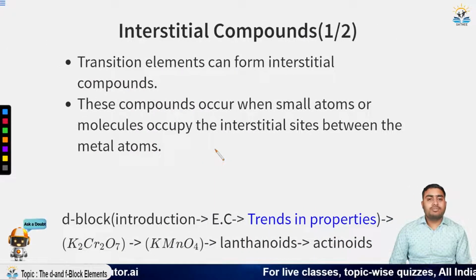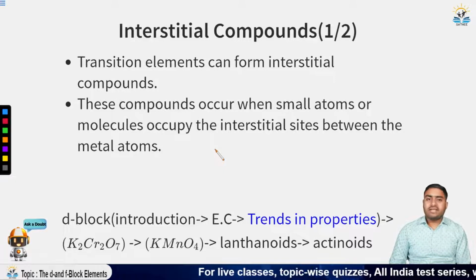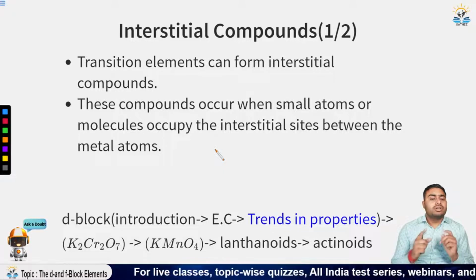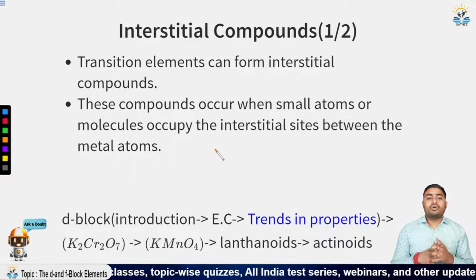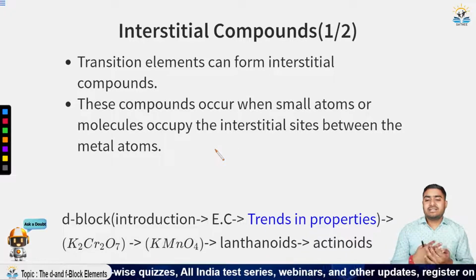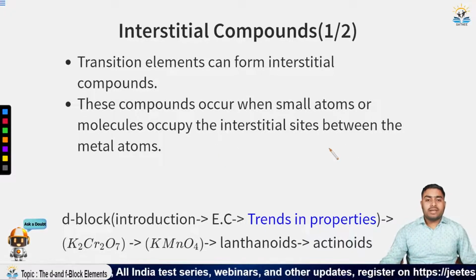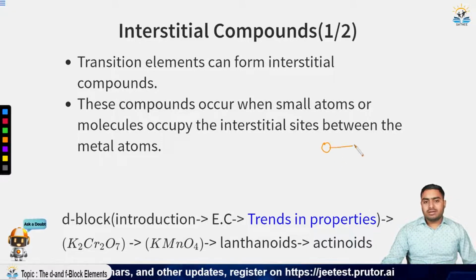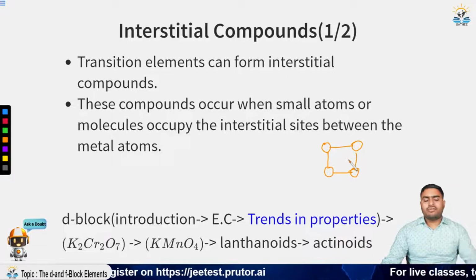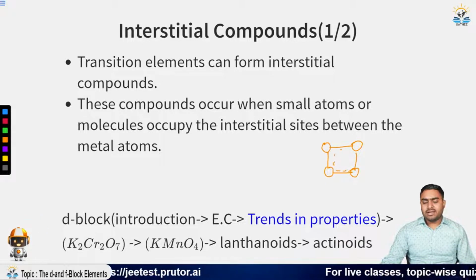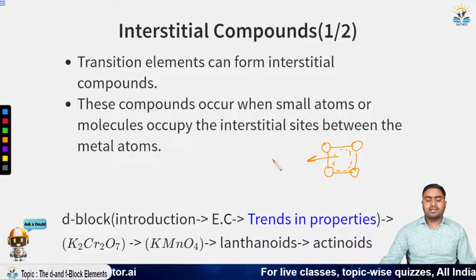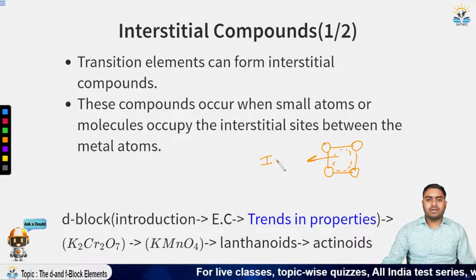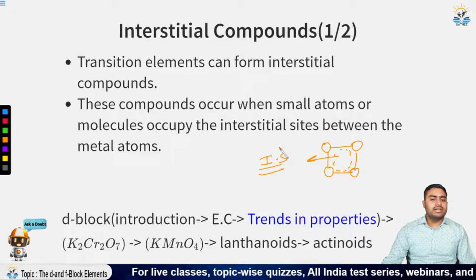Interstitial compounds. Transition metals can definitely form interstitial compounds, because these compounds occur when small atoms or molecules occupy the interstitial space between the metal atoms. Metal atoms have some lattice structure. Suppose I am giving an example, this is a part of a lattice, and this empty space inside is the interstitial site. Okay, this empty space is the interstitial site.